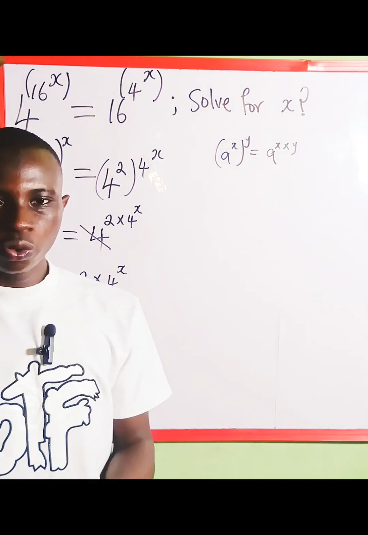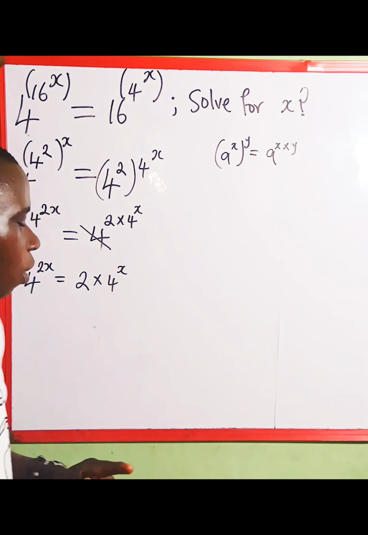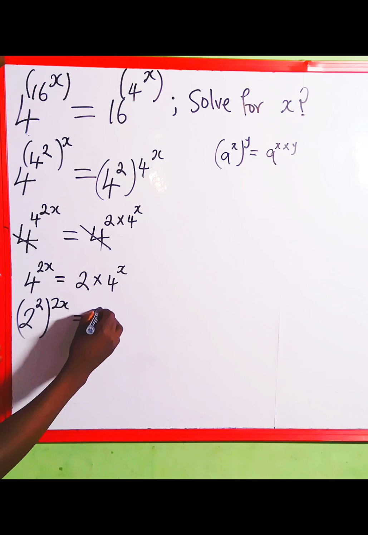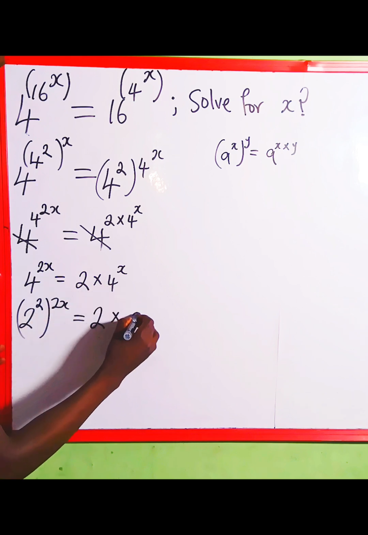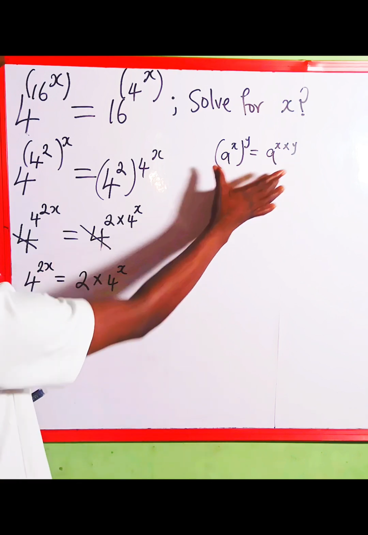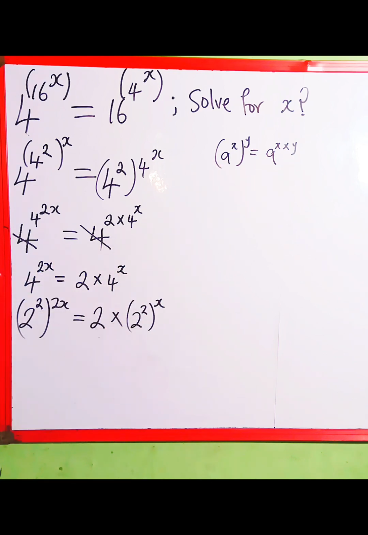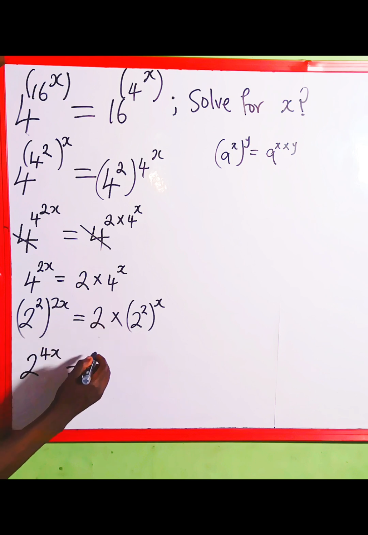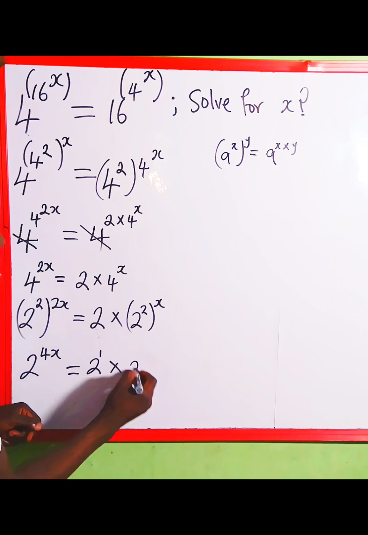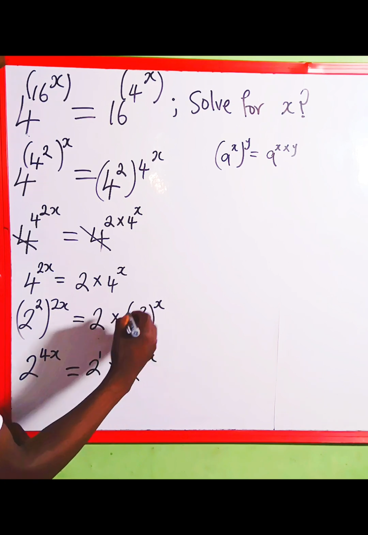Now the next thing we're going to do is to write everything in base 2. 4 in base 2 is the same as 2 raised to the power of 2, then everything raised to the power of 2x, which is equal to 2, then multiplied by 4, which is the same as 2 raised to the power of 2, then all raised to the power of x. Now applying this property again, we can multiply the powers. So we have 2 raised to the power of 2 multiplied by 2x, which gives us 4x, which is equal to, this 2 can also be written as 2 to the power of 1, then multiplied by 2 times x, which gives us 2x.